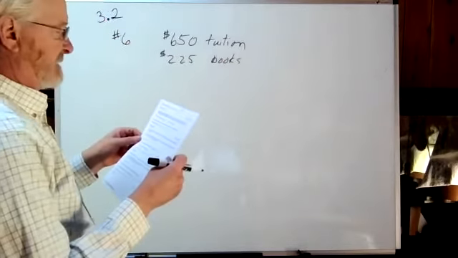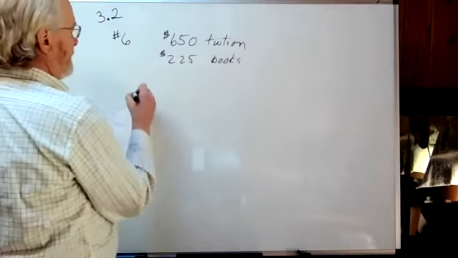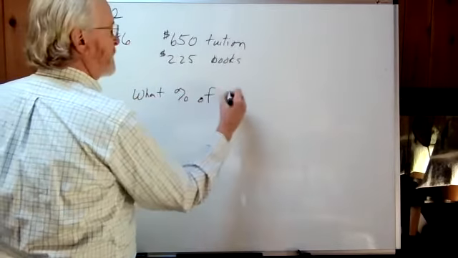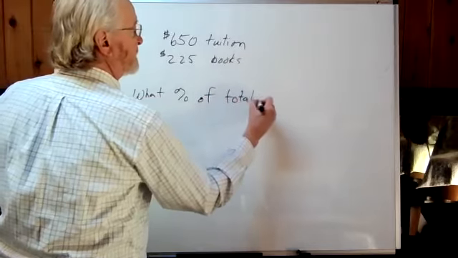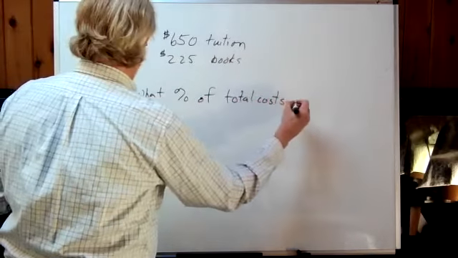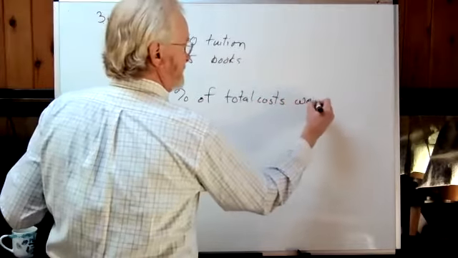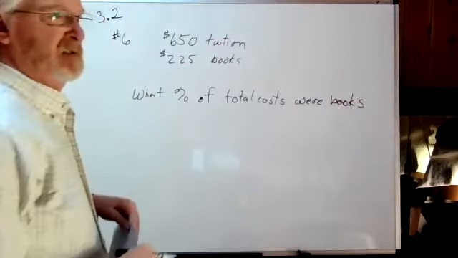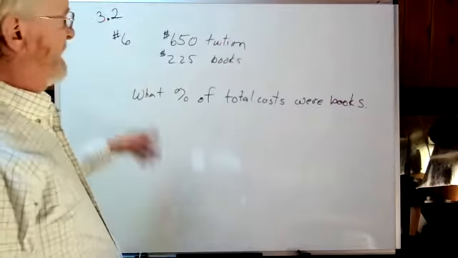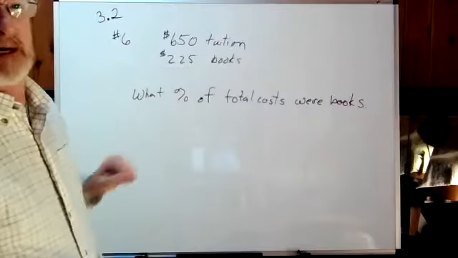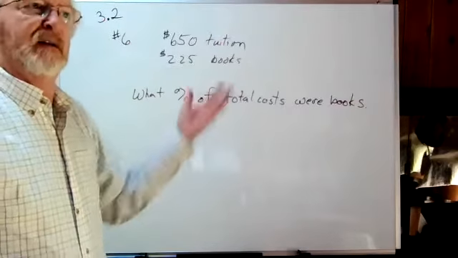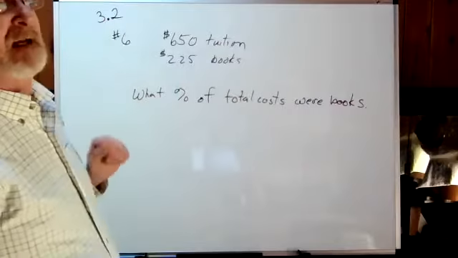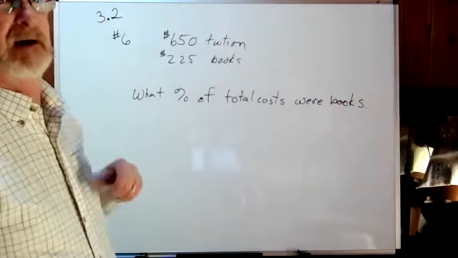The problem says, what percent of total education costs were books? This is a little different than anything specifically that we've done. What percent of our total costs was this book amount? Well, this problem doesn't present you the total cost. You have to add those two together to find the total.